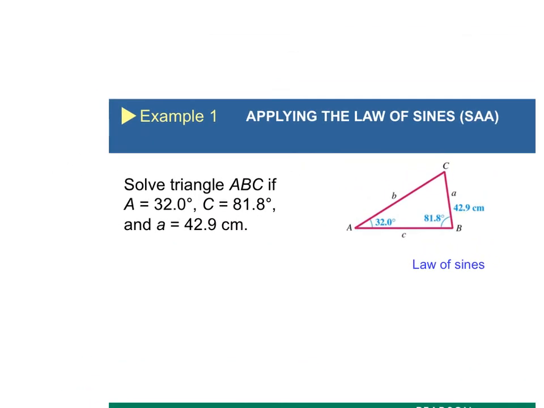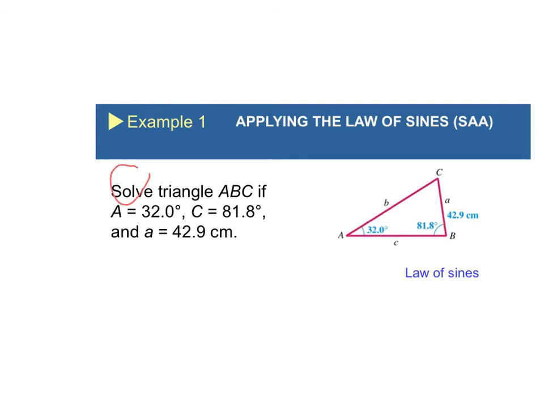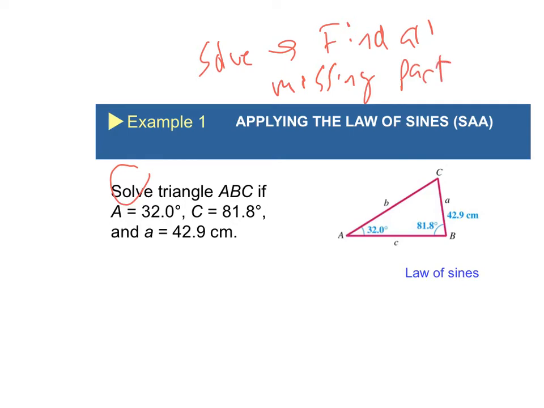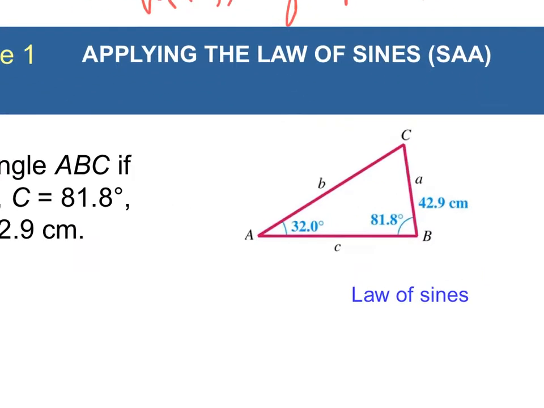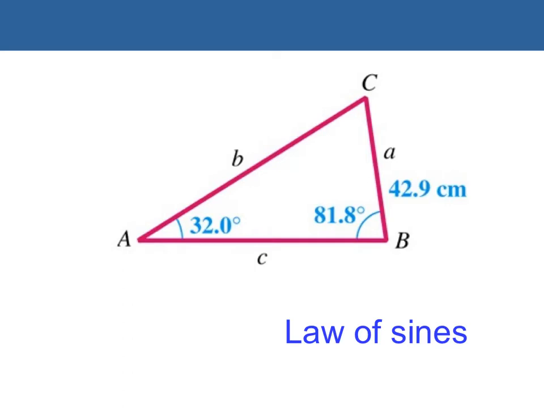Let's solve our first triangle. When we use the word solve, solve means find all missing parts. So I'm over here, and it looks like he's given me an angle, another angle, and he's giving me a side. Angle. He did not give me this one. He did not give it to me. Angle.